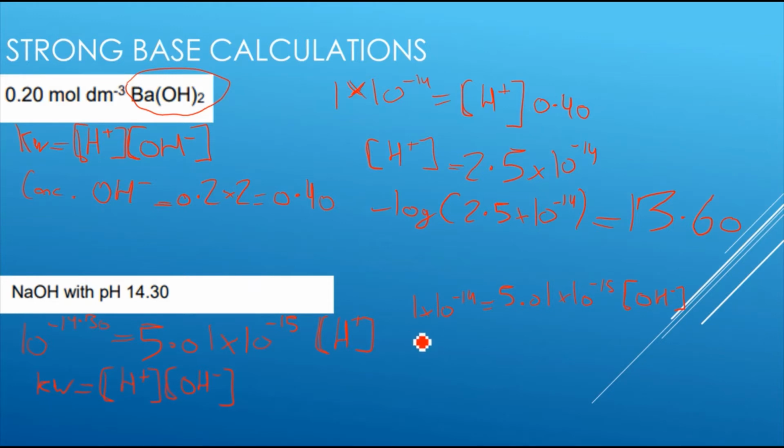So then we could divide 1 times 10 to the power of minus 14 by 5.01 times 10 to the power of minus 15, which will get us the concentration 2.00, and that will be moles per decimeter cubed.